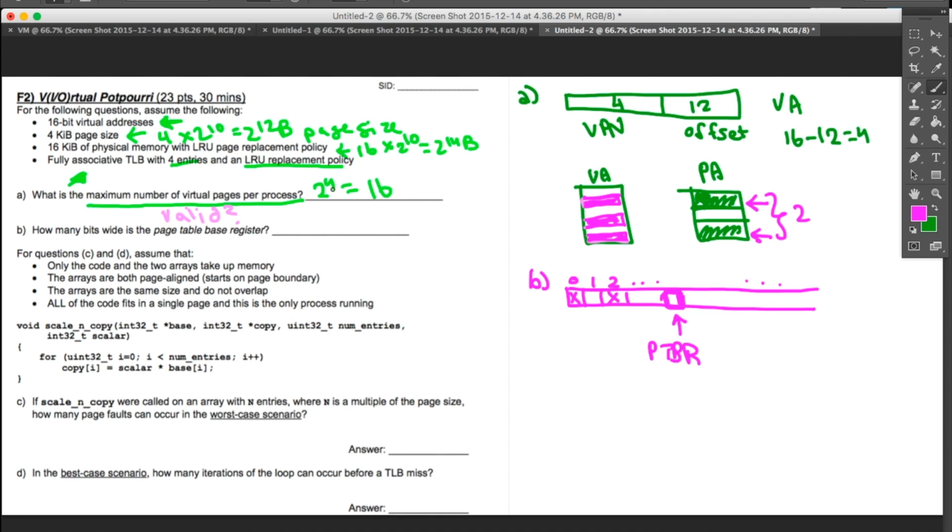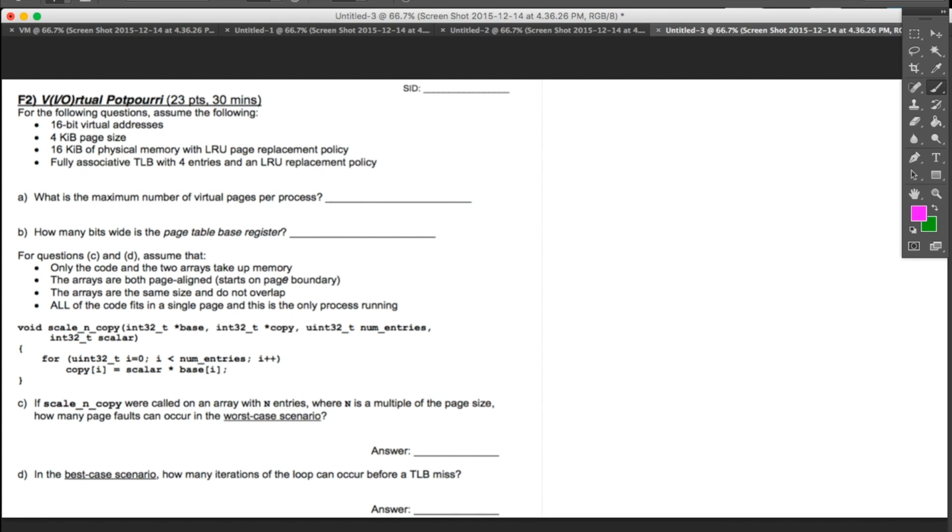So if you look at this, how many bits do we have in physical memory? It's just going to be 14 bits, because we have 2 to the 14 bytes worth of data. So you need 14 bits to identify where in physical memory your data is located, because log base 2 of 2 to the 14 is 14. So you need 14 bits for any given address in physical memory. Your page table base register, since it's the address of the page table located in physical memory, is just going to be 14. For question C and D, let's look at everything that's provided for us.